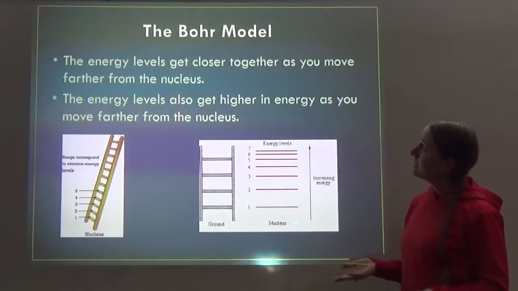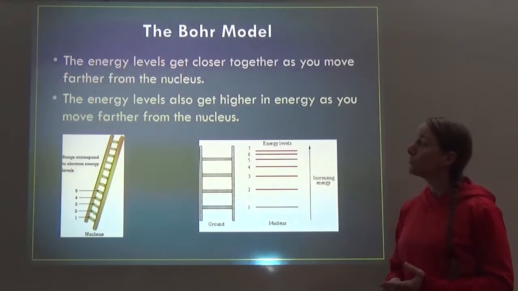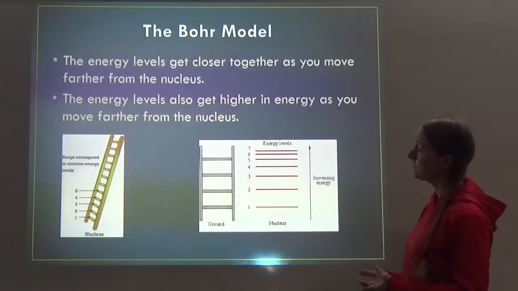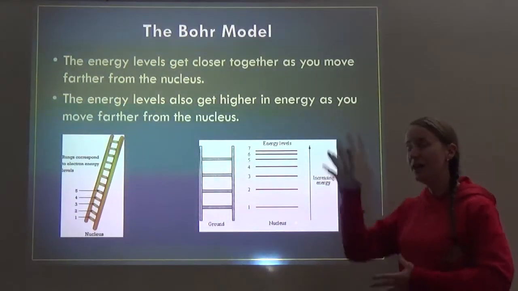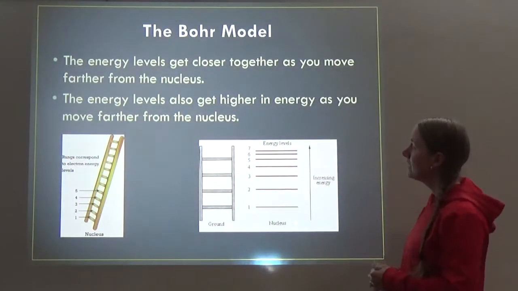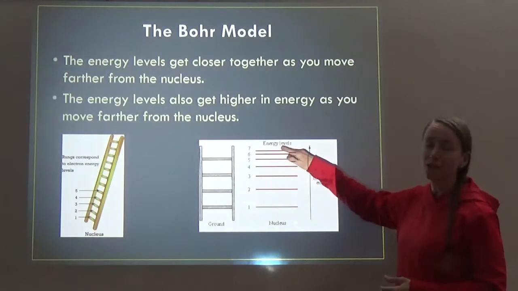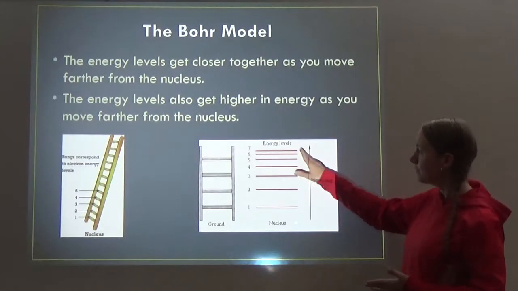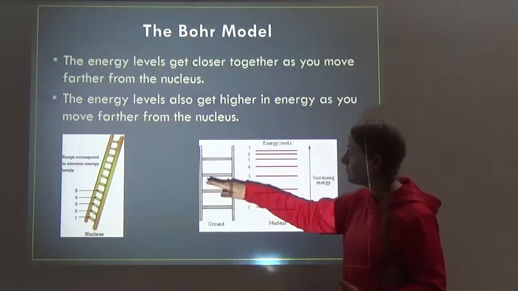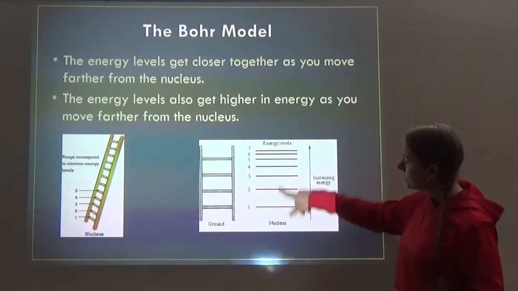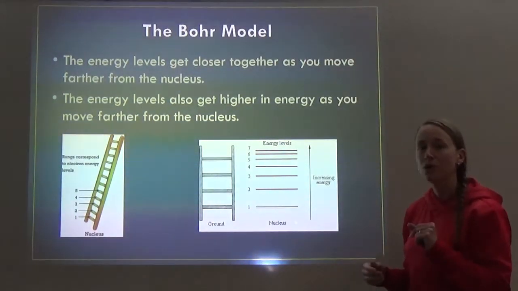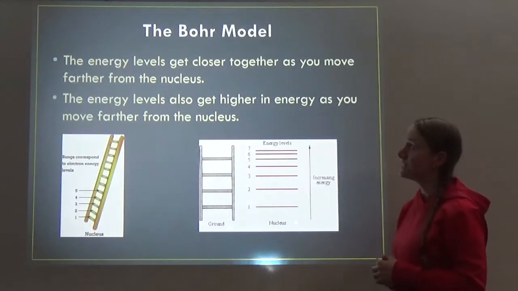The energy levels get closer together as you move farther from the nucleus, and the energy levels also get higher in energy as you move farther from the nucleus. So energy levels are kind of like a ladder. As you climb higher on a ladder, you get more gravitational potential energy because of your height. As you go up in energy level, when you're an electron, you have more energy to remain at that level. However, it's a little different than a ladder because in most ladders that I've seen, the steps are equally spaced. Well, energy levels, as you get farther from the nucleus, start getting closer and closer together. That's important when we start talking about order of sublevels in section 2.